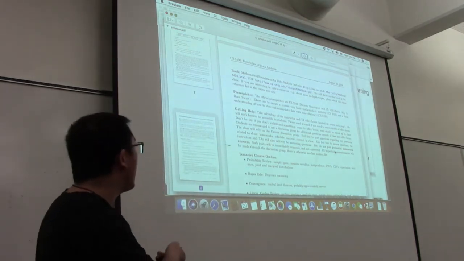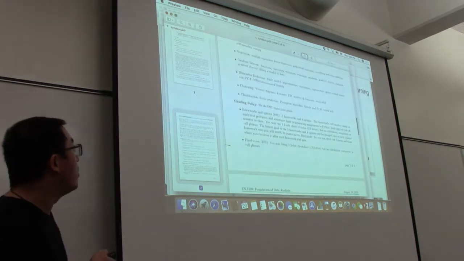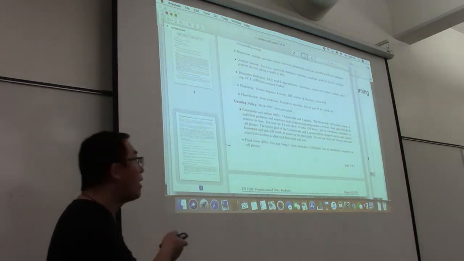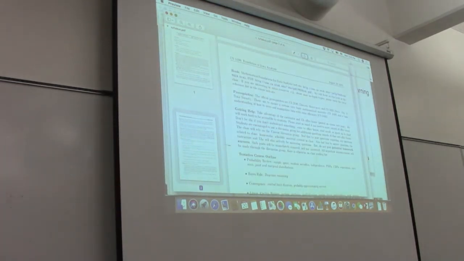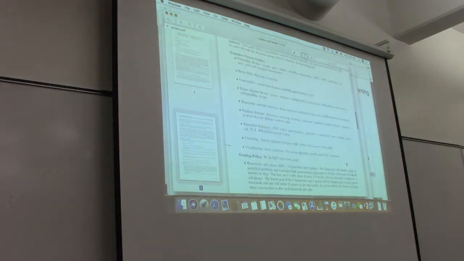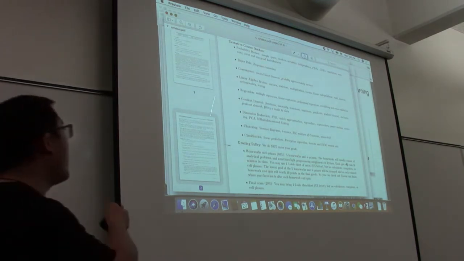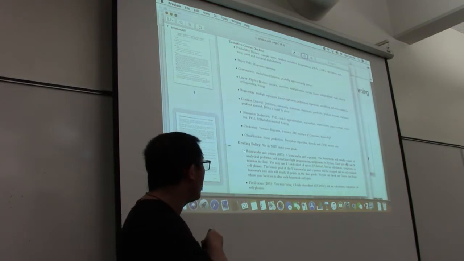And here is the tentative course outline. I don't want to talk about it at this moment. At the end of this class, we'll briefly cover what kind of topics we're going to cover throughout the whole semester. Let us skip it right now and go to the grading policy.